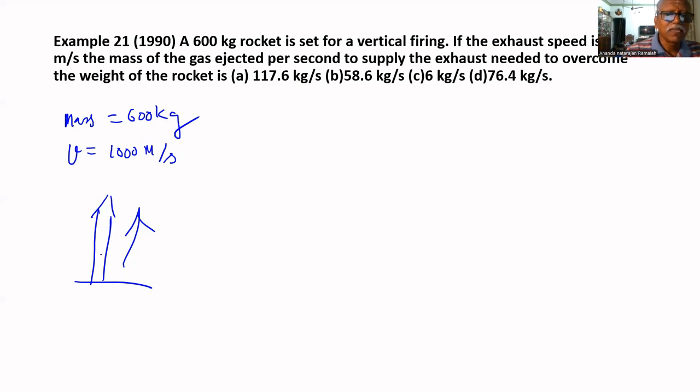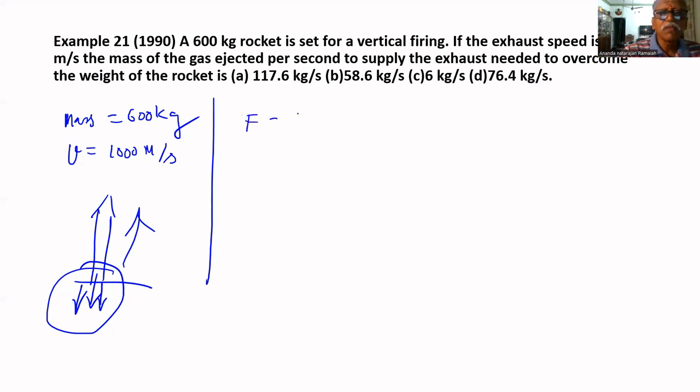Why is it going upward? The gas is ejected from this rocket, that's why it's going upward. What is the mass of the gas ejected per second? dm by dt is asked. It is identical to the previous sum, what we have seen.